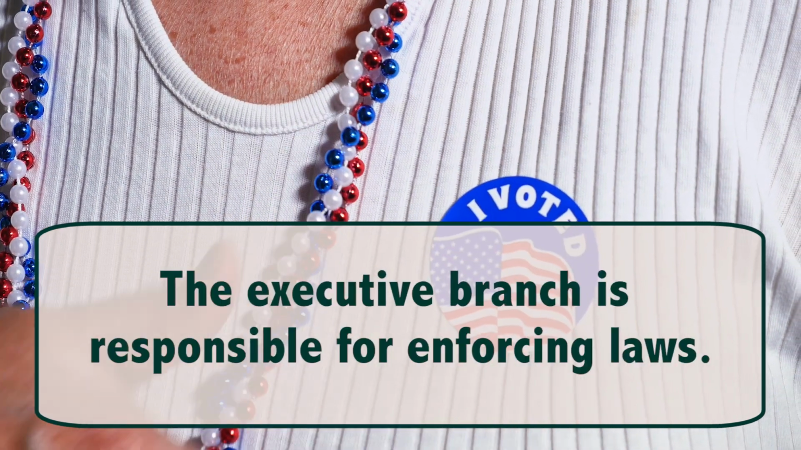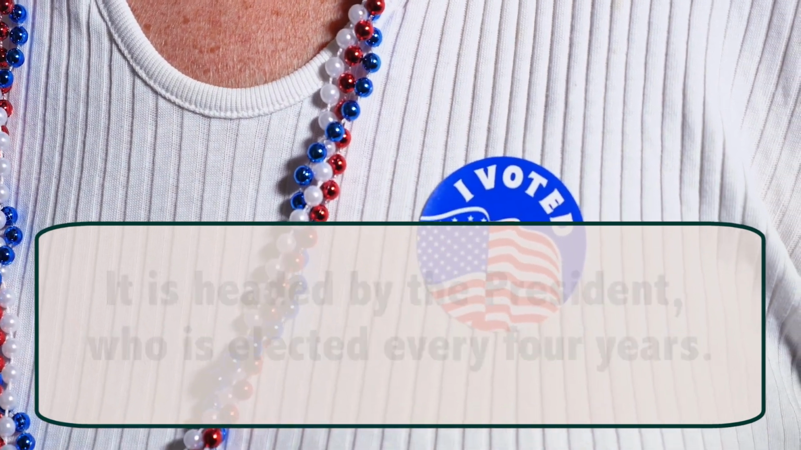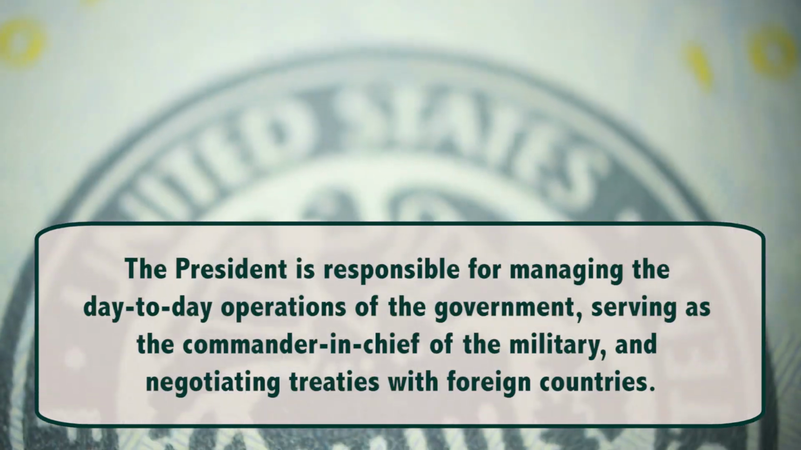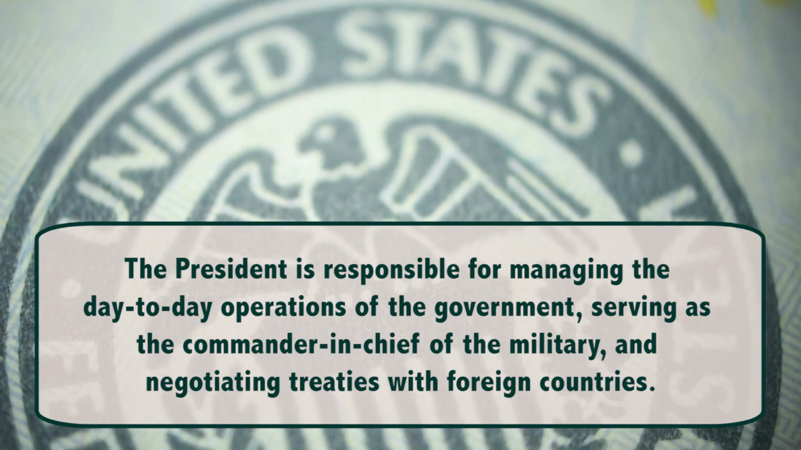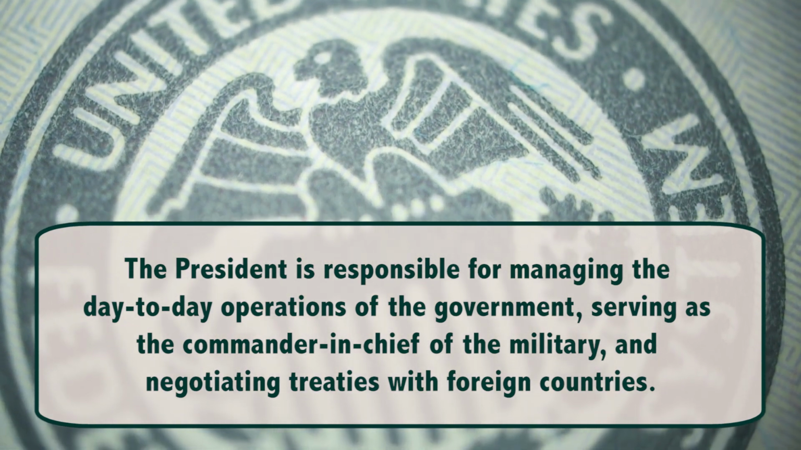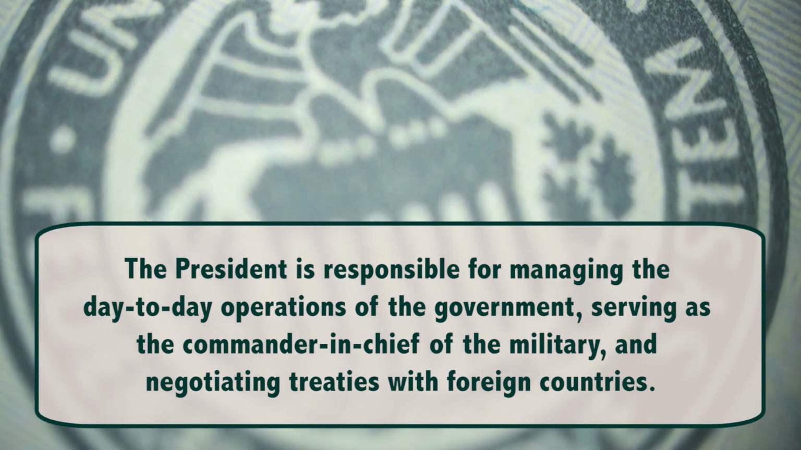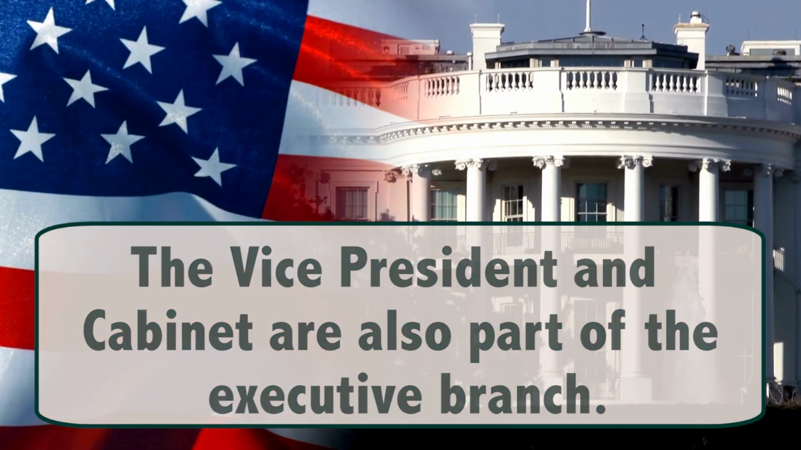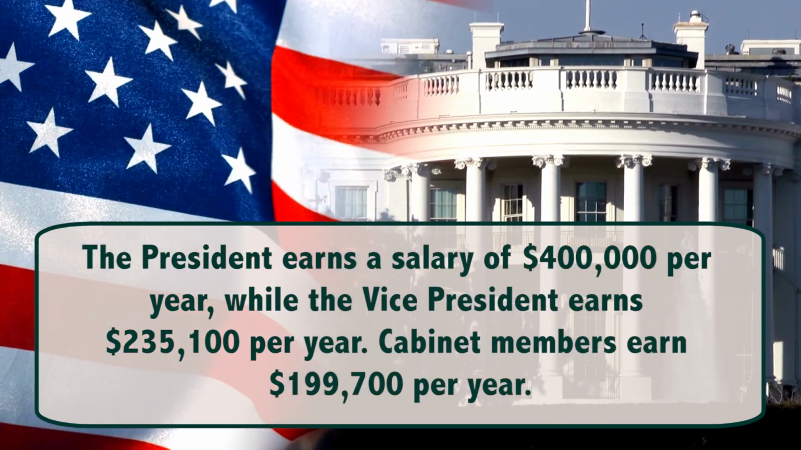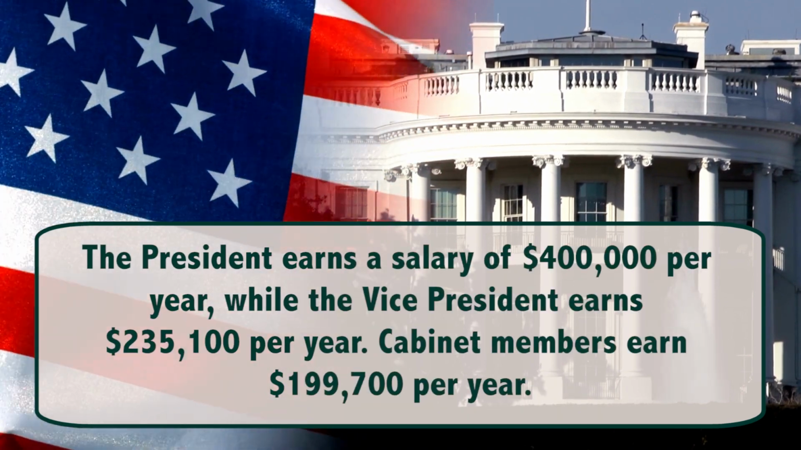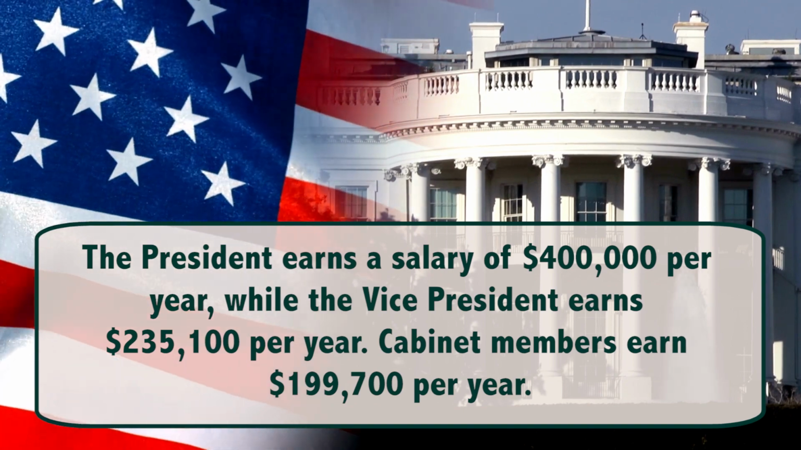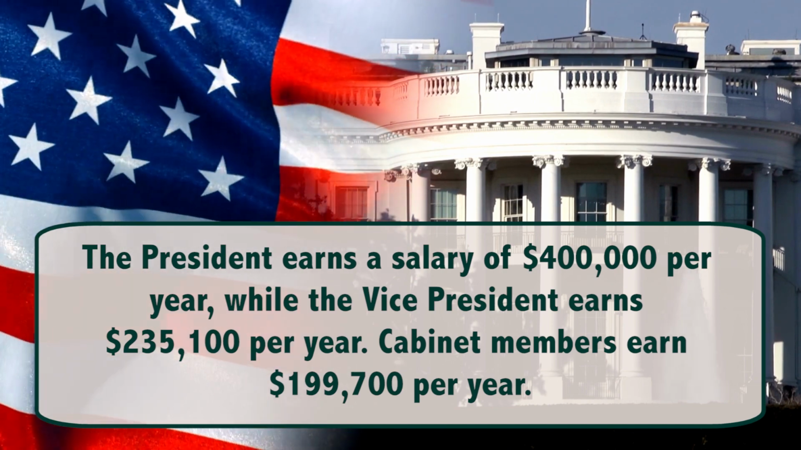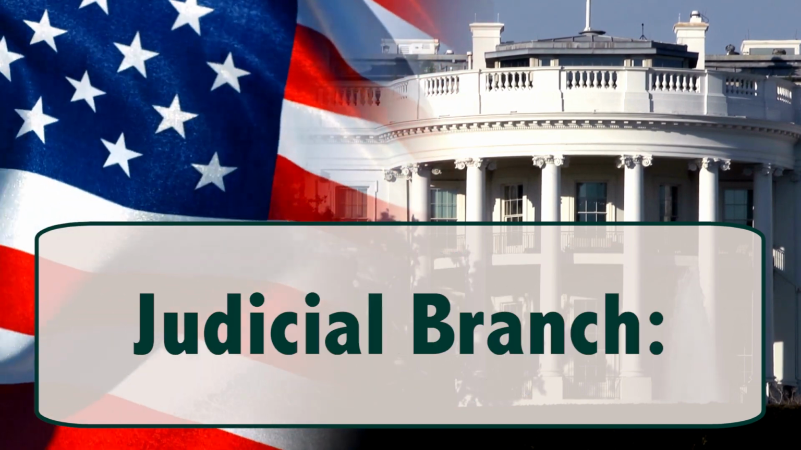Executive branch. The executive branch is responsible for enforcing laws. It is headed by the president, who is elected every 4 years. The president is responsible for managing the day-to-day operations of the government, serving as the commander-in-chief of the military, and negotiating treaties with foreign countries. The vice president and cabinet are also part of the executive branch. The president earns a salary of $400,000 per year, while the vice president earns $235,100 per year. Cabinet members earn $199,700 per year.